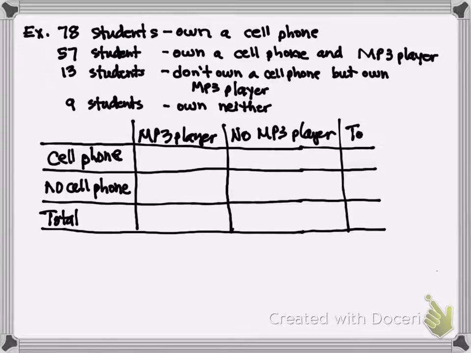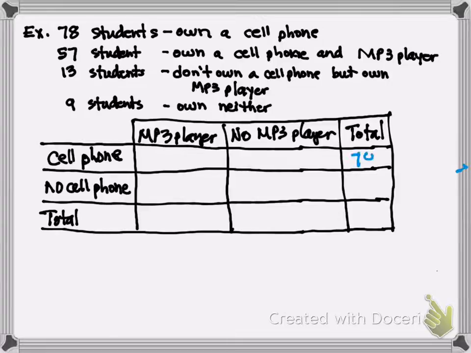And we're going to have another total column over here. So I'm going to put in information. You tell me where to go. Where does 78 go? Does own a cell phone mean that they can't have an MP3 player? Or they can? No, they can't. Okay. It just says owns a cell phone. So I mean, they don't have an extra. So it'd be total for cell phone. There's your 78.